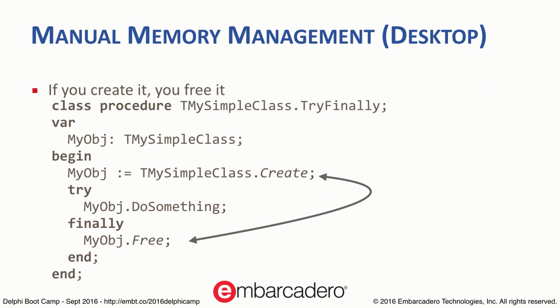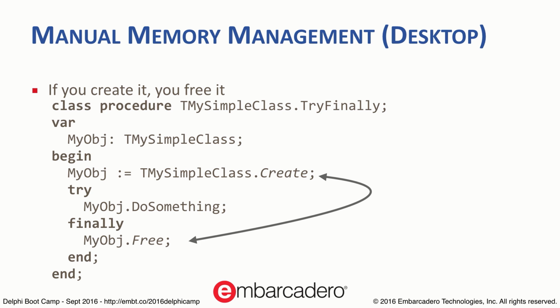Now let's talk about memory management. On the desktop, if you create it, you free it. So here's an example. We say my object equals TMySimpleClass.Create. We've created an instance of that. We've allocated memory. That object now exists.